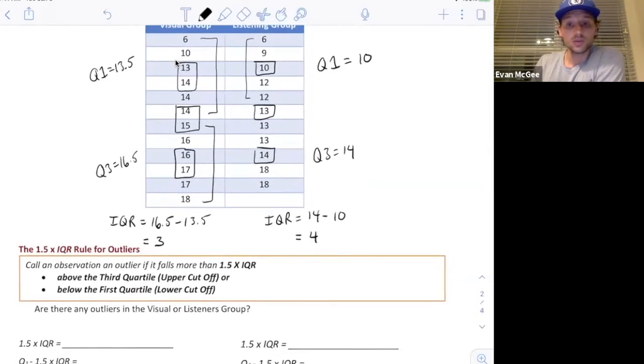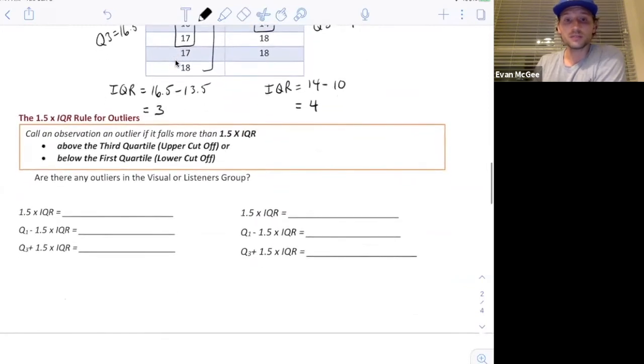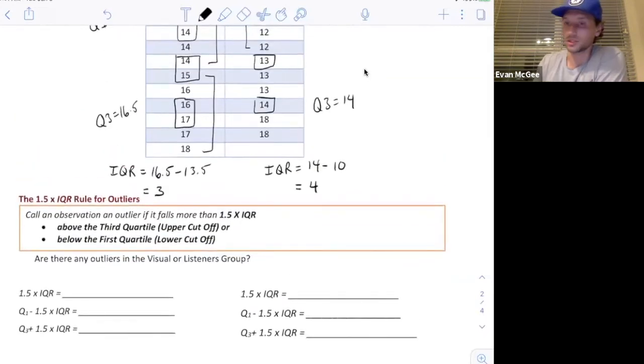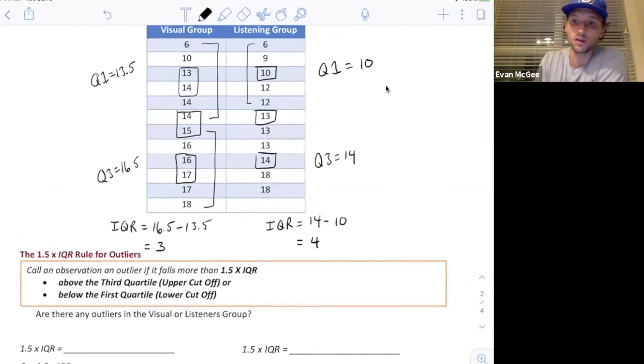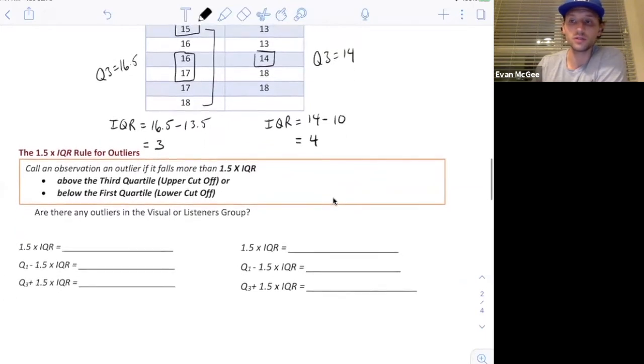So once we've found the IQR, then we can use our 1.5 times the IQR rule to identify if there are any outliers. So we're going to multiply this value 4 times 1.5 and subtract it from Q1. So we'll go down this far, and then we're going to add it to Q3. Anything outside of those 2 values will be counted as outliers. We call those the lower cutoff and the upper cutoff. You might see them called the lower bound and the upper bound.